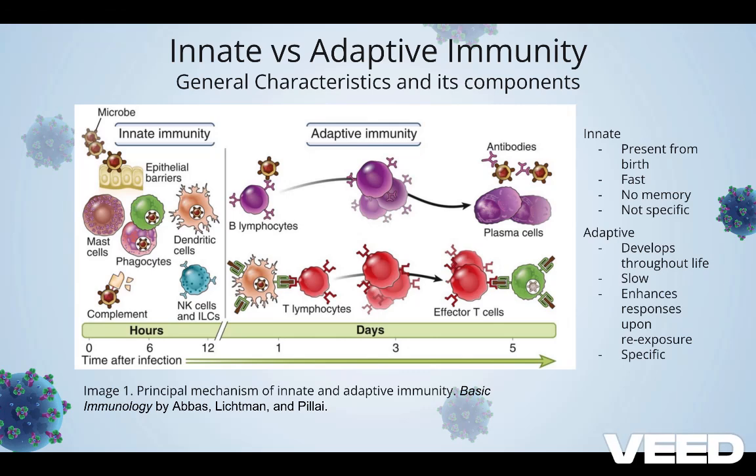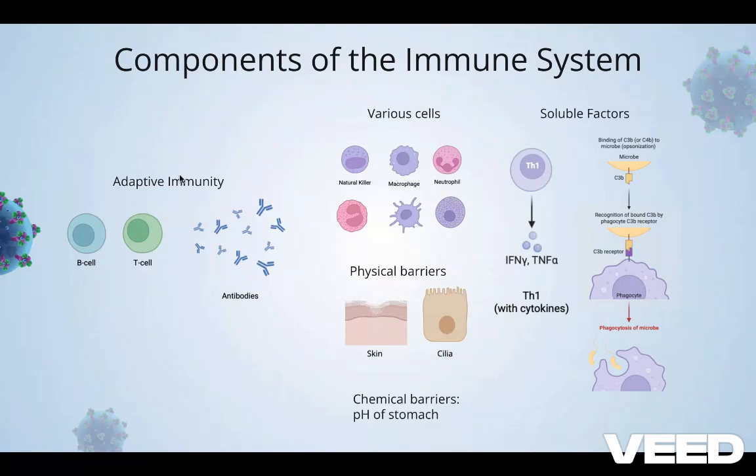So how they work together is that the innate immune system basically ensures that the adaptive immune system is activated properly. And we'll go more into that later. But the components of the immune system, so innate immunity, we have physical and chemical barriers that prevent pathogens from entering the body. So physical barriers could be our skin or cilia, and chemical barriers could be our stomach acid.